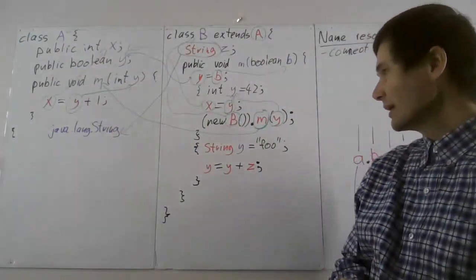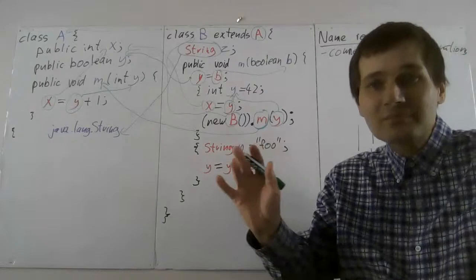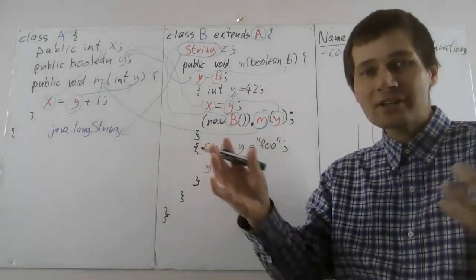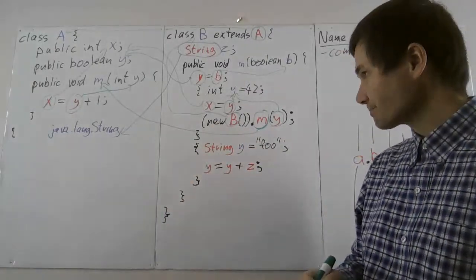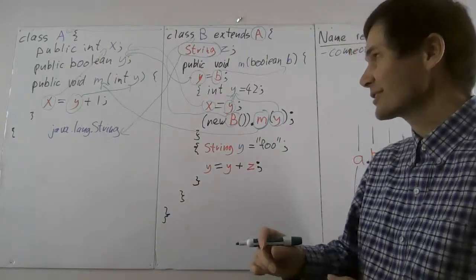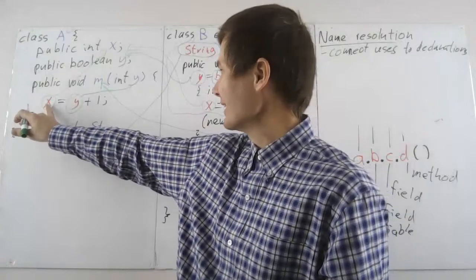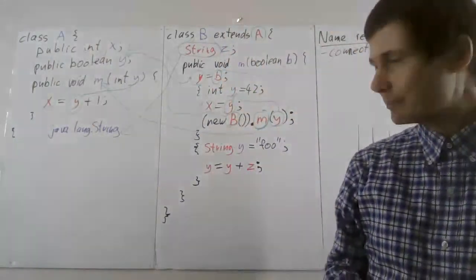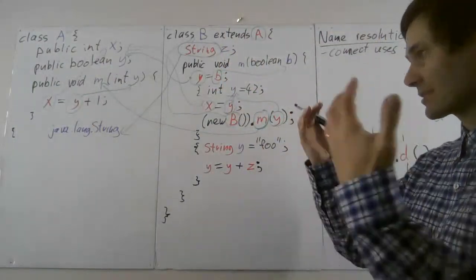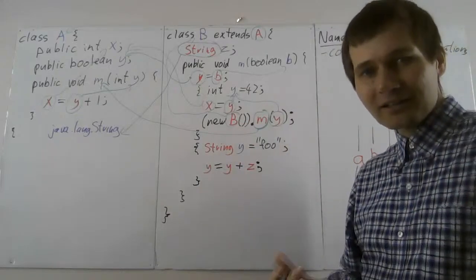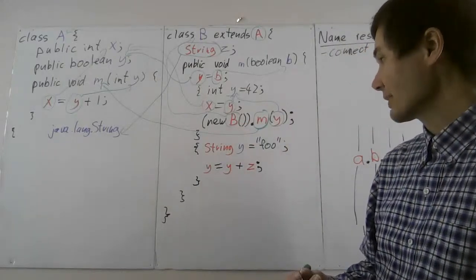Okay, so hopefully it's starting to become clear that this is not as trivial as what we had here. Like, hey, it's X, so it's got to be that one. All right, so there's going to be a lot of work for the compiler to do here.